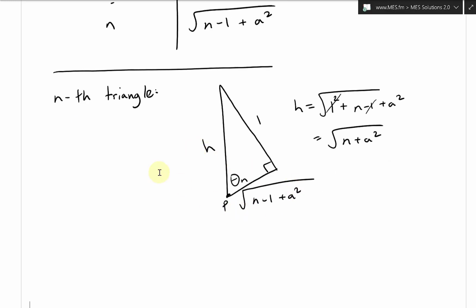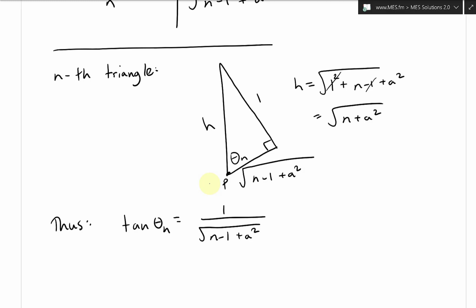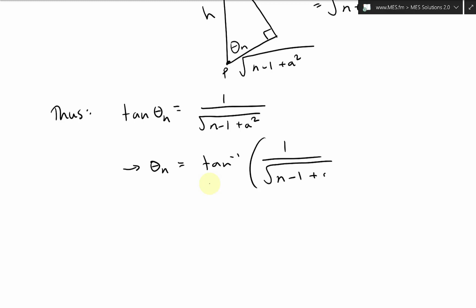And now what we could do is write this angle as a function. Well, we know that the tangent of this, so thus tan of theta n is equal to opposite over adjacent. That's just equal to 1 over the adjacent, which is the square root of n minus 1 plus a squared. And then we could just take the inverse. In other words, theta n is equal to tan inverse of that ratio, so 1 over the square root of n minus 1 plus a squared.